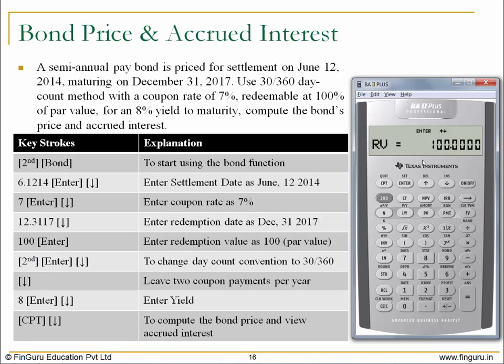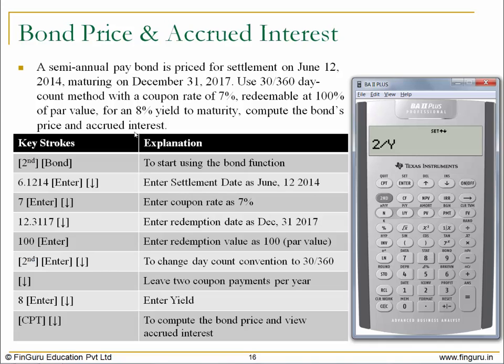The redemption value here happens to be 100, which is exactly what's given in the question as well. So we'll allow that to stay as it is. Press the down arrow key once again. Now here it asks us what is the convention that is being used. Is it actual days or is it the 30 by 360 days? So we want to change this. The way to do that is we say second, enter. Now the convention has been changed to 30 by 360 day count method for the year and month.